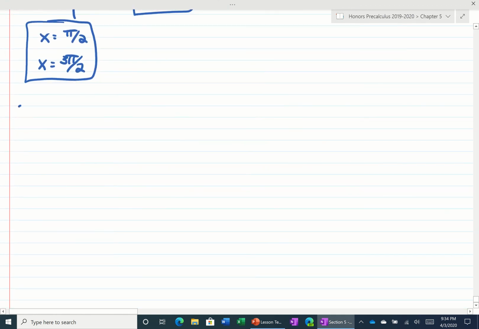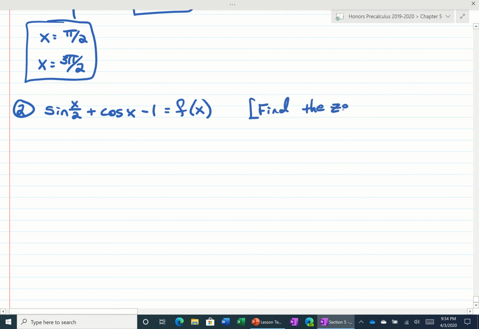Okay, so 3 more. Second example is similar, except we're going to be dealing with the sine of x over 2 plus the cosine of x minus 1. And that's what f of x is equal to. We'll just put f of x. And what we're going to be doing is the directions are find the zeros, which is similar to what we've been doing. We're just going to set f of x or y equal to 0, and then it's exactly like what we've been doing. Remember, zeros just mean x-intercepts. And then I'm going to plug in my formula here.